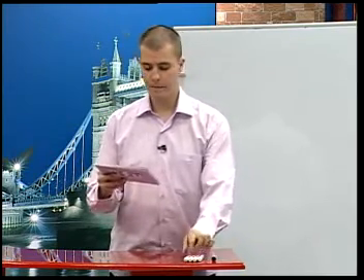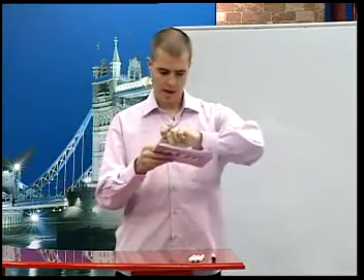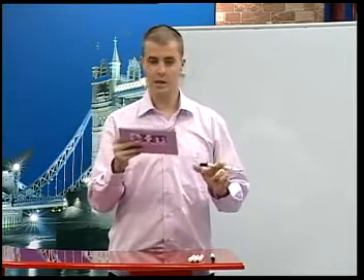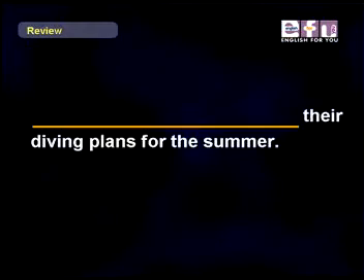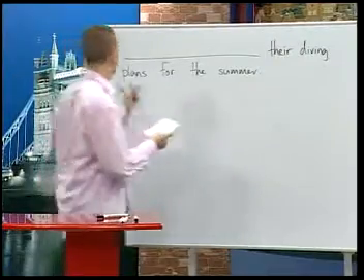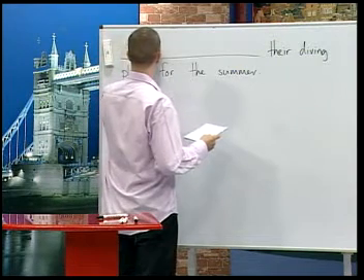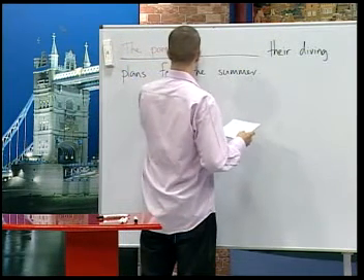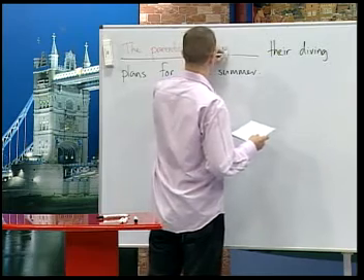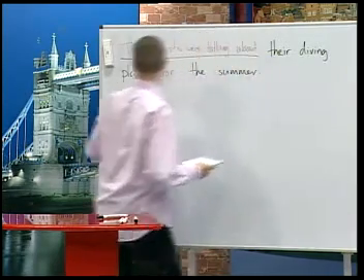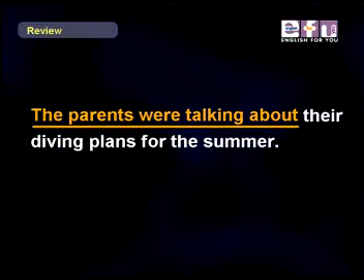Now let's do an exercise with inseparable phrasal verbs. Now, I'm going to give you the end of a sentence and I want you to begin it with an appropriate subject and phrasal verb. Lewis, you can go first. Their diving plans for the summer. Okay, what do you think? Parents were talking about their diving plans for the summer. Okay. The parents were talking about their diving plans for the summer. Parents were talking about their diving plans for the summer.